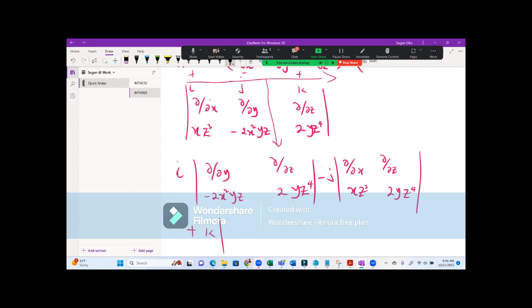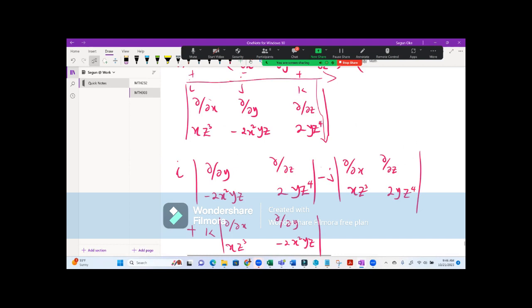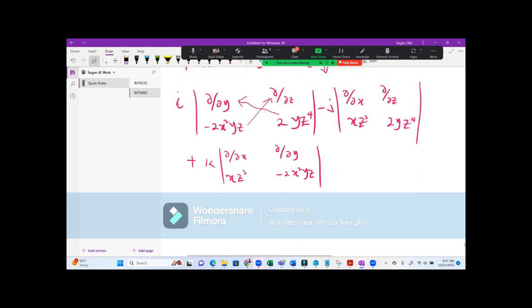When you pick k now, what happened to k? So you have d/dx of minus 2x squared yz, and d/dy of xz raised to power 3. Are we right? Yes, sir. Okay. Now, what you need to do is this multiplied by this minus this multiplied by this. That's how you do it for each of them.